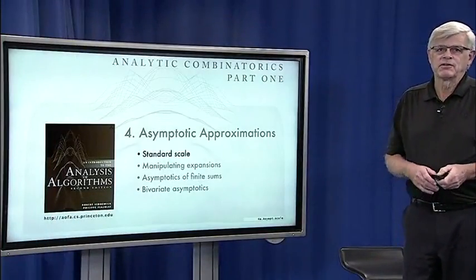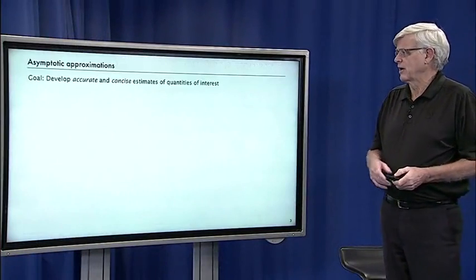Today we're going to talk about asymptotics. This is mathematics that was developed well before the advent of computers in the 18th and 19th centuries, but it's quite relevant to the analysis of algorithms and to analytic combinatorics. We'll start off by talking about the standard asymptotic scale.